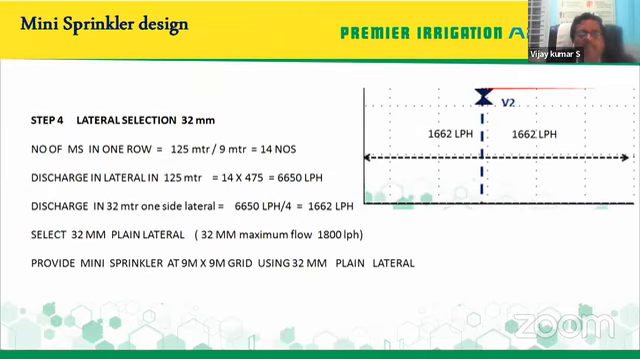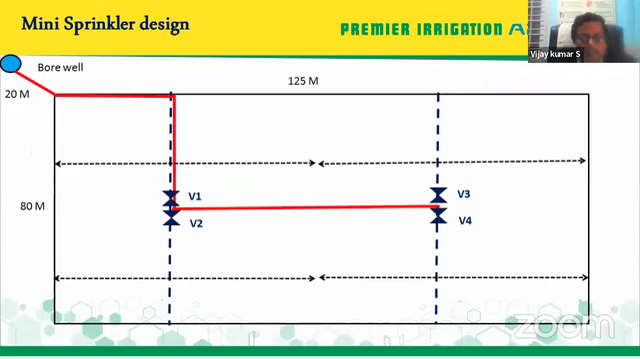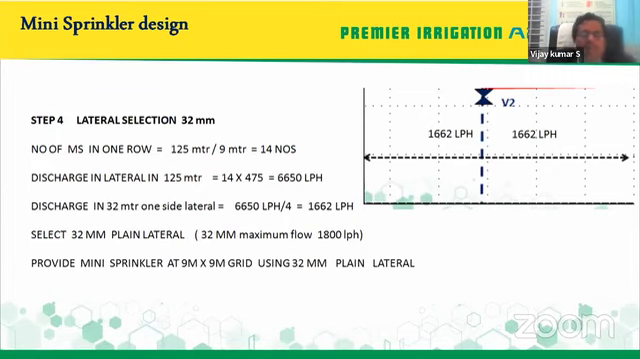Now, if I calculate how much water will flow in the lateral, you know the length of the lateral is 125 meters, the total length. So 125 meters, if I divide it by 9 meters, which is the distance between each sprinkler, you are going to get 14 sprinklers from one end to the other end. And 14 sprinklers, each sprinkler is going to give a water of 475 required. So it works out to 6,650 liters.